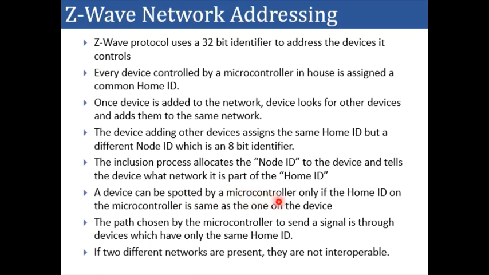Device can be spotted by microcontroller only if the home ID on the microcontroller is same as that on the device. So the path chosen by the microcontroller to send a signal is through devices which have only the same home ID. So if we have two different networks present in an environment and both have different home IDs, the data cannot be interoperable.